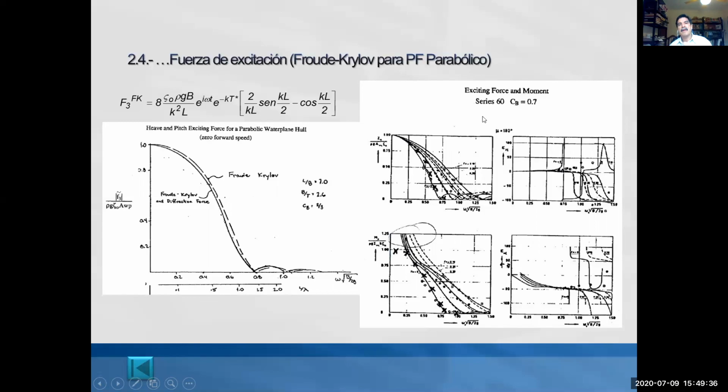Okay? This is a very nice result. Okay? In the abscissas, there's something I forgot to mention. There are two scales here, right? One is the ratio, L, you can see the L here, divided by the length, okay?